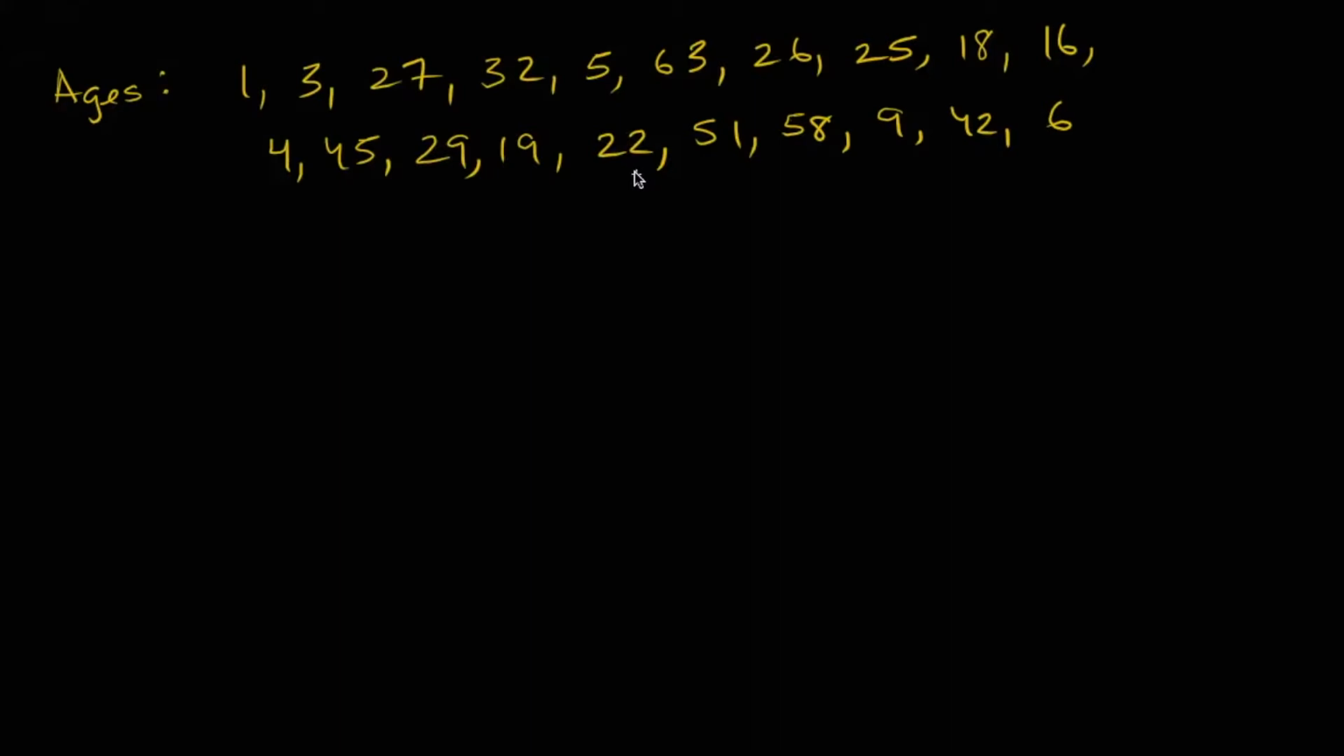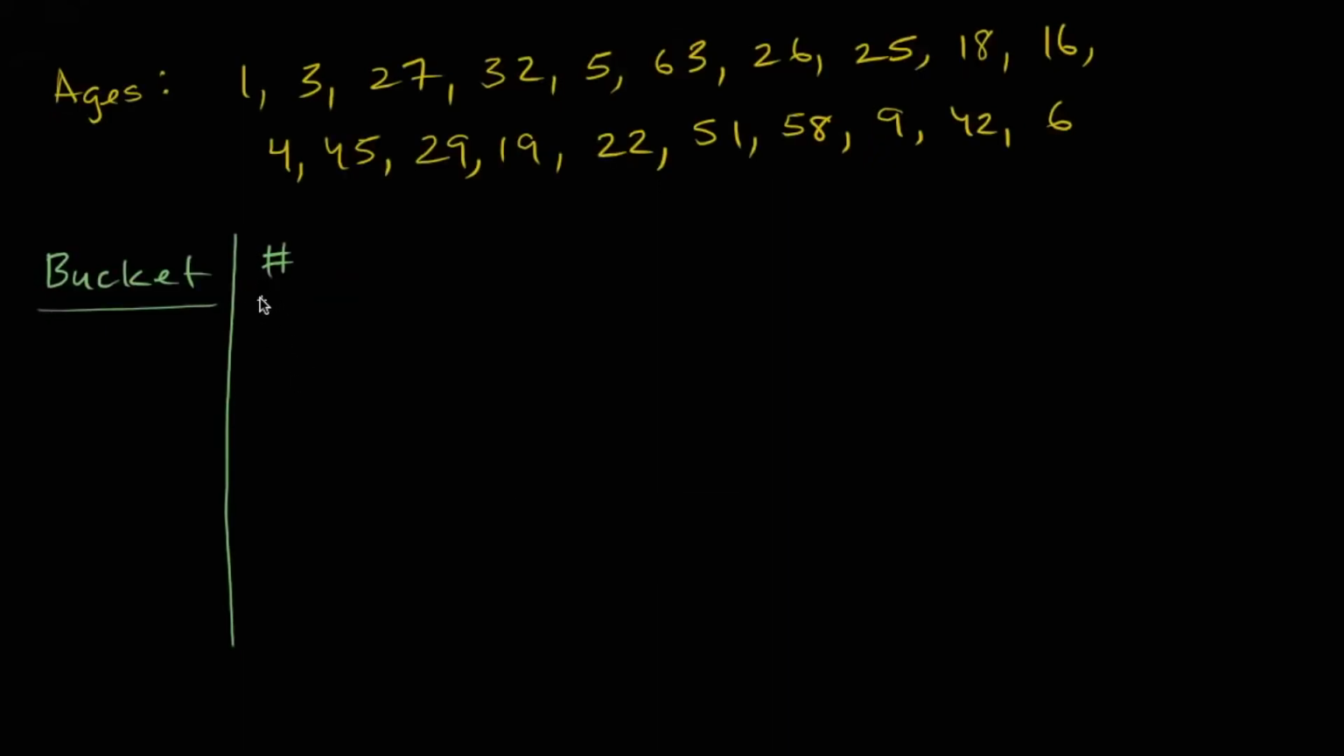Well, one way to think about it is to put these ages into different buckets and then to think about how many people are there in each of those buckets, or sometimes someone might say how many in each of those bins. So let's do that. So let's do buckets or categories. Sometimes it's called a bin. So the bucket, I like to think of it more as a bucket. The bucket, and then the number in the bucket.